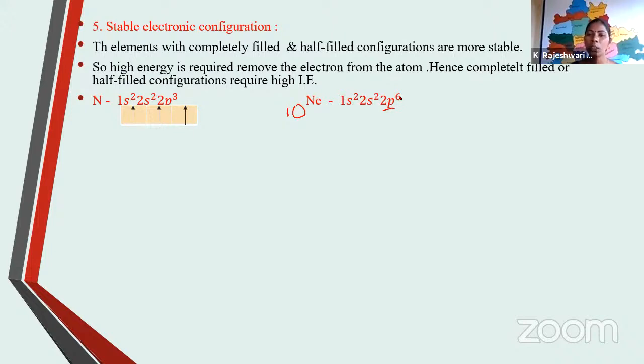4 plus 6, 10. Okay. So now let us see what is the number of electrons in 2p. So let us see here. In p, we are having 3 orbitals, right? And we are having 6 electrons now.